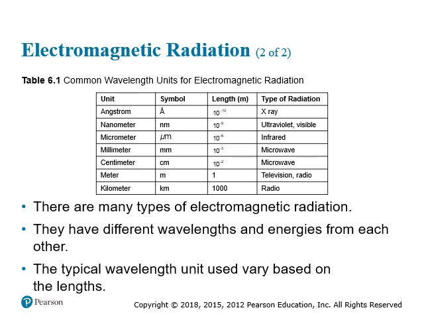Here we see some common wavelength units for different types of electromagnetic radiation. X-rays, which have a very small wavelength, are typically measured in units of angstroms, a measurement which is on the order of 10 to the minus 10th meters. Radio waves can be measured in units of meters or even kilometers.